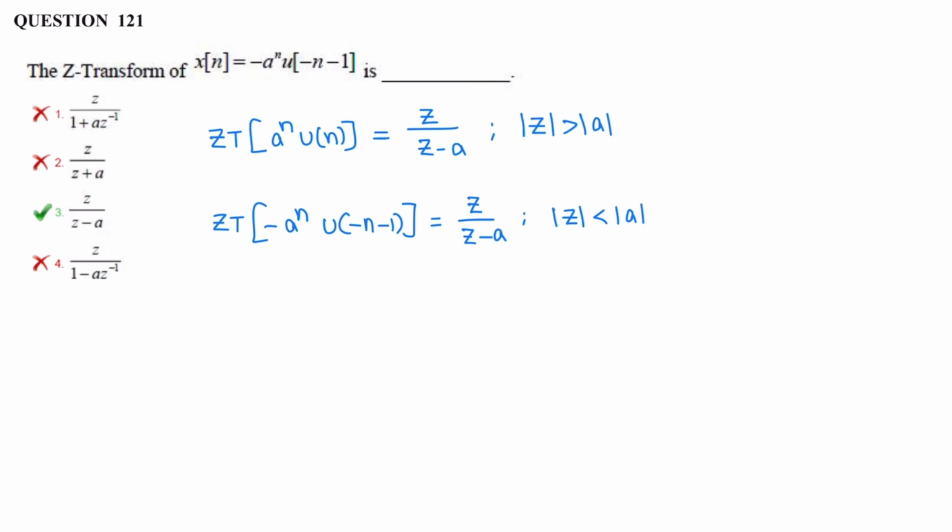Question number 121. The Z transform of a signal minus a power n u of minus n minus 1 is. The given signal is a left-sided signal, an anti-causal signal. The Z transform of minus a power n u of minus n minus 1 is z by z minus a for mod z less than a. The region of convergence is mod z less than a. Similarly, for a causal signal or right-handed signal, the Z transform is z by z minus a, but the region of convergence is mod z greater than a. The correct answer is option 3, z by z minus a.